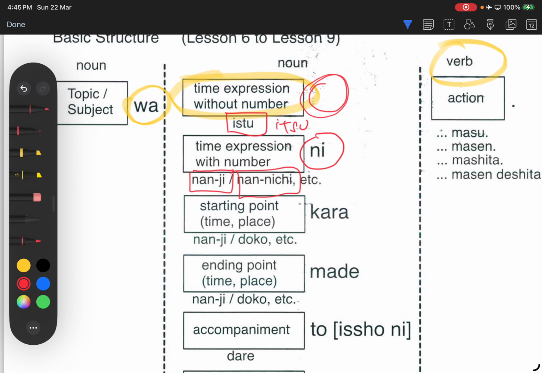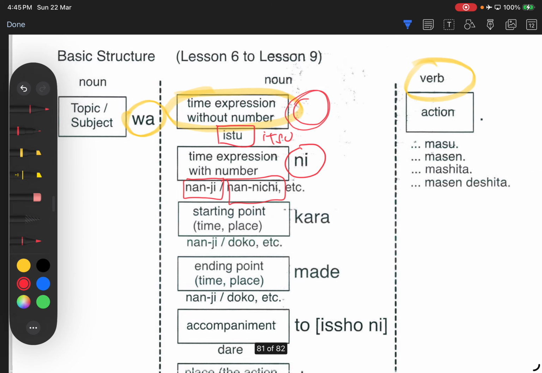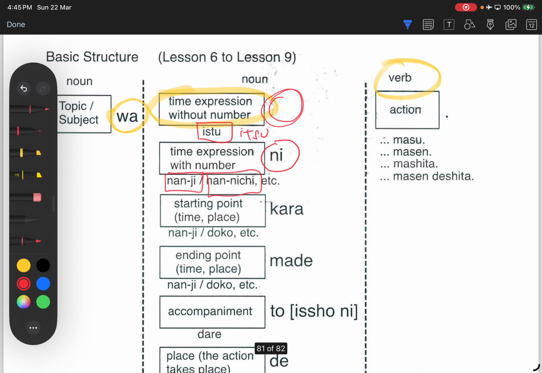In the middle, what is the priority system? So the priority system is from up to down. First we will talk about the time expression without number. You can see that without number, behind it, we don't have a particle. So for example, 毎日, 来年, 明日, 来週. Right? All these don't have a number, so we don't need to put the ni.